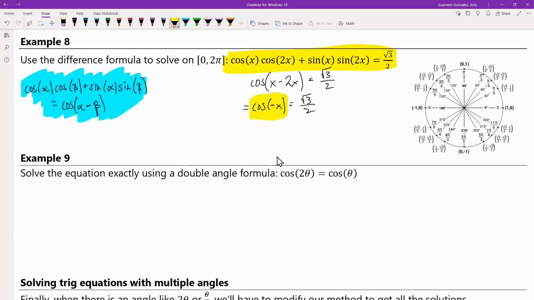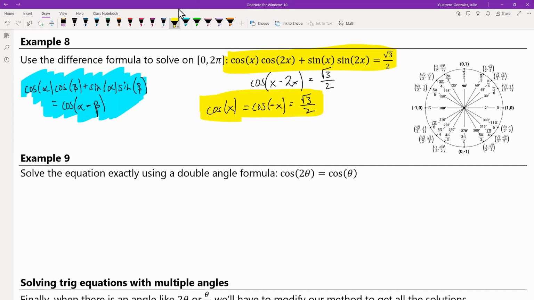Cosine is an even function, so that means that negative inside doesn't matter. This is also on your yellow page, okay? So we are actually solving this. Where is cosine equal to positive root 3 over 2, right? The cosine is the x portion of our unit circle. So where is the x portion equal to positive root 3 over 2?